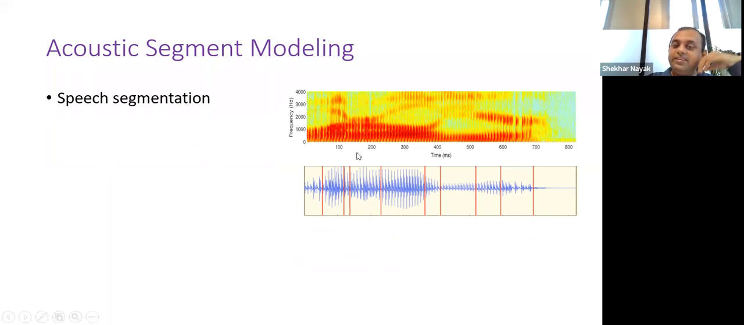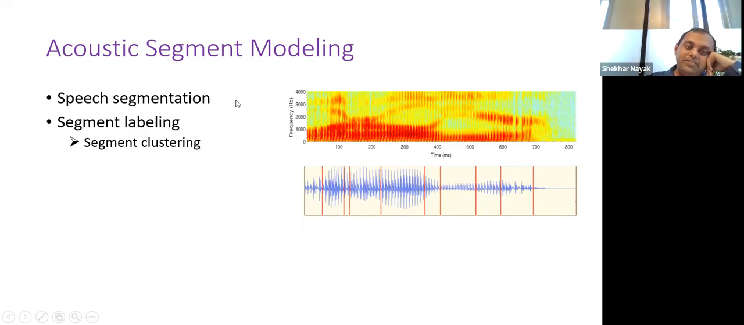Basically, the speech is first segmented into varying length units. The algorithm should be able to mark the boundaries where there is a change in the speech characteristics. We should be able to identify that this region is different from this region. That is done by segmentation: speech segmentation in an unsupervised way, and then segment labeling. So you cluster these segments. Now you have these different length segments, you cluster them and get certain labels.